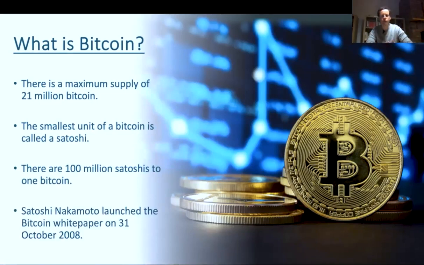And an unknown person called Satoshi Nakamoto launched the Bitcoin white paper on the 31st of October 2008, essentially explaining their idea for Bitcoin. And I'll include a link to the white paper in the description below if you want to give that a quick read.